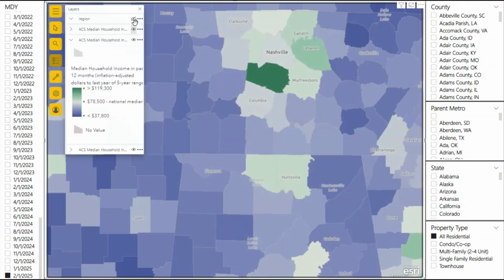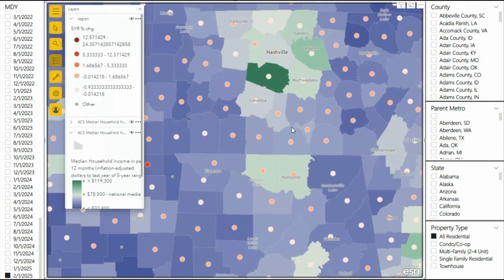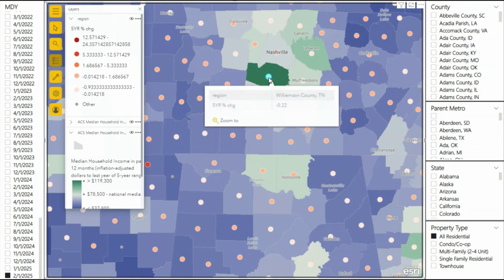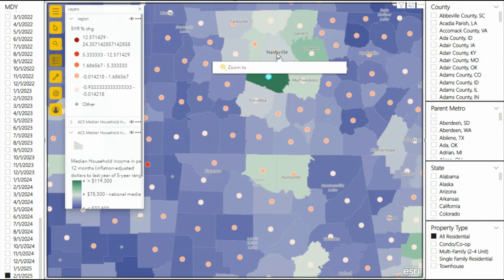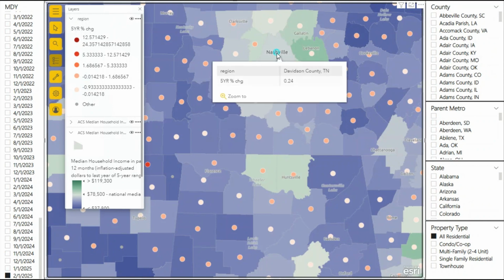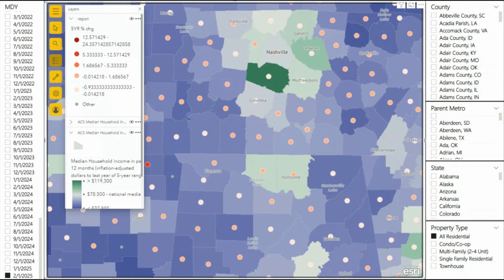But let me just zoom out real quick and we can sort of interpret what's happened here. All right, Williamson County, 5 year change, down 22%. Okay. But again, that's sort of arbitrary. Now up in Nashville, it's actually up 24%. So in Davidson County, that's really Nashville proper. But guys, people can lie with maps. Again, your reference period, your look back period, all of that is very important to keep in mind.